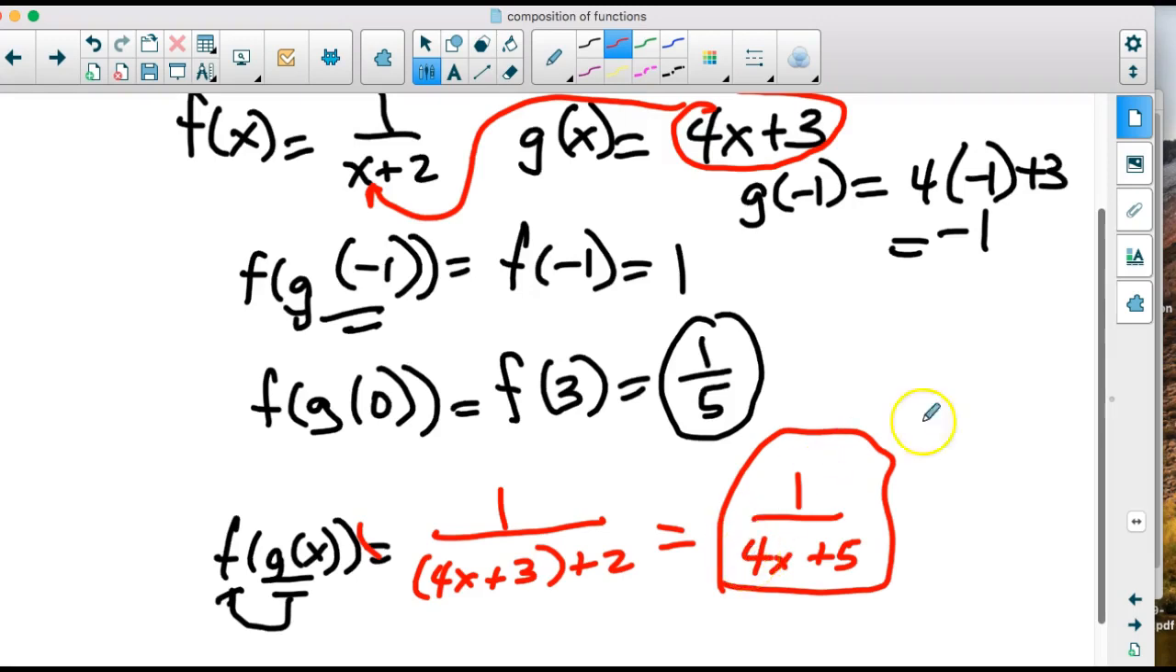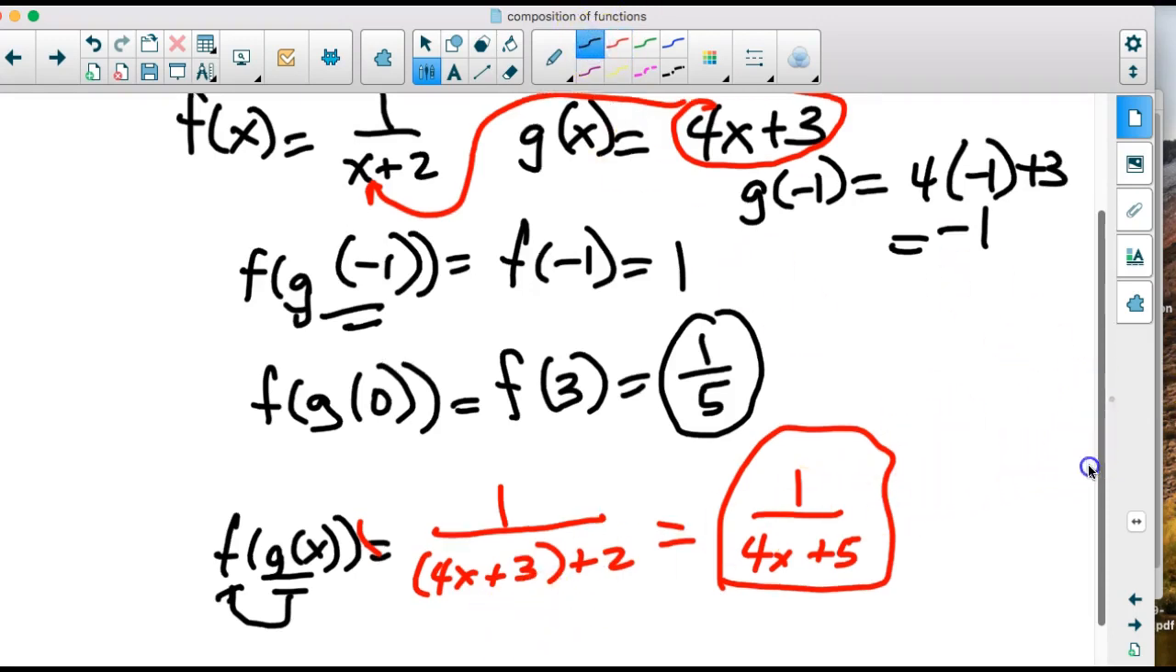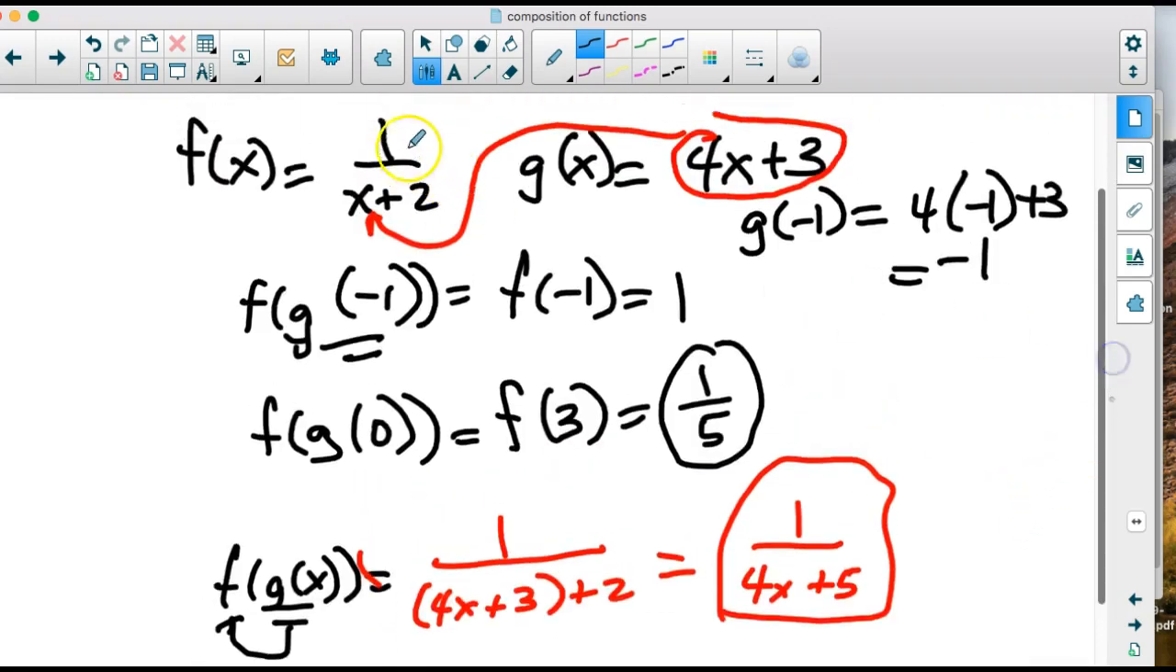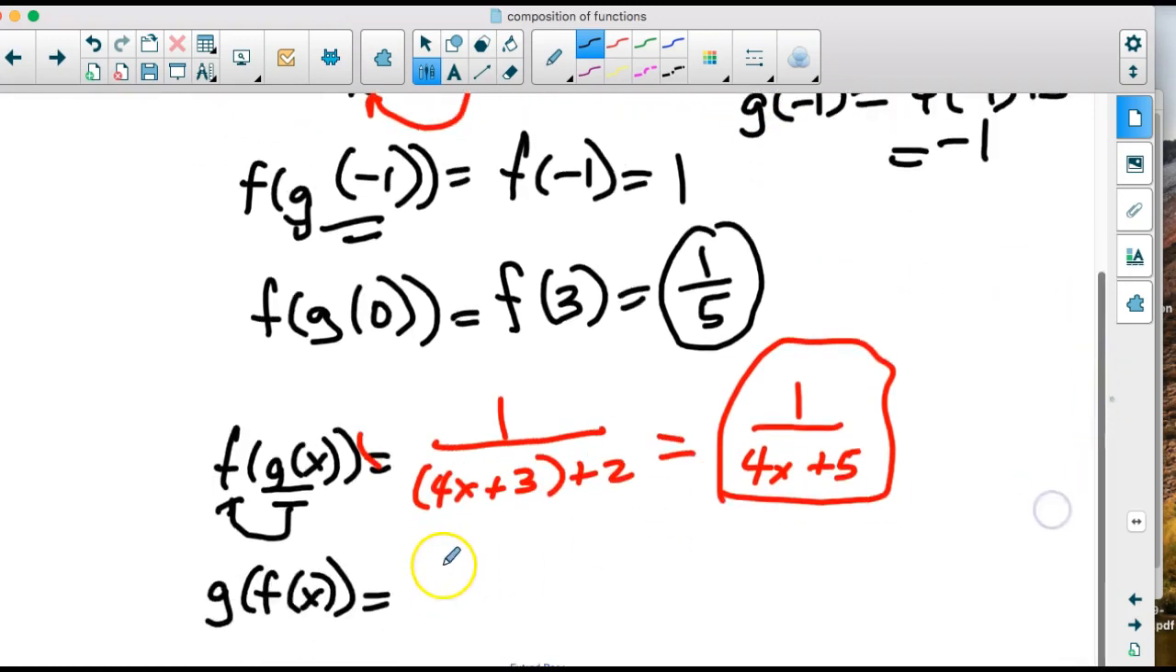So let's go reverse on this one, see what the reverse of this is. The reverse of this being g of f of x. Okay, we're going to take f of x, that's this one, and plug it in there. So it's going to be 4 times that f of x. And then we're going to add 3 to it. So the f of x was 1 over x plus 2.